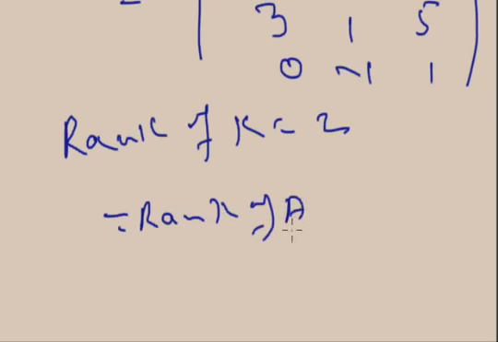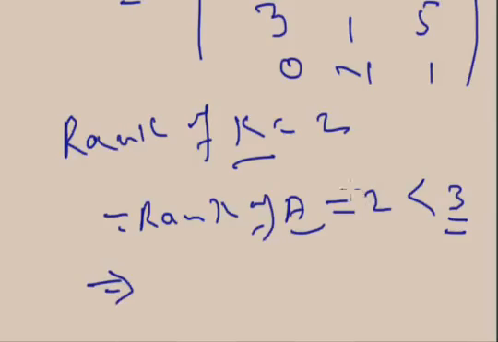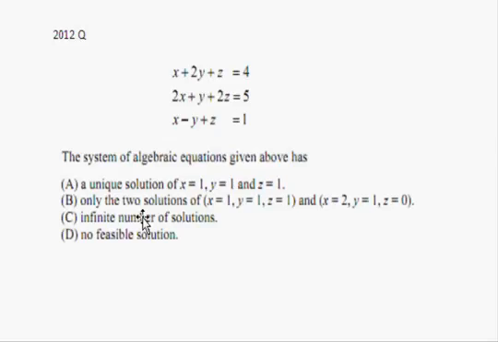So rank of A and K are the same and equal to 2, which is less than 3, the number of variables. So the rule says that if rank of A is equal to rank of K, which is less than the number of variables, then there are an infinite number of solutions. So you see here, infinite number of solutions. C is the correct answer.